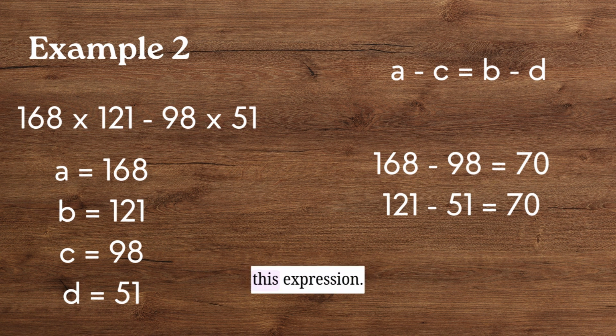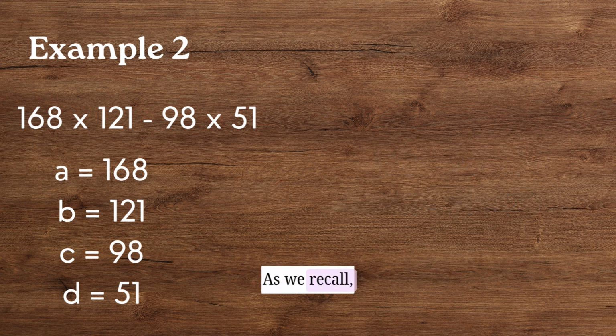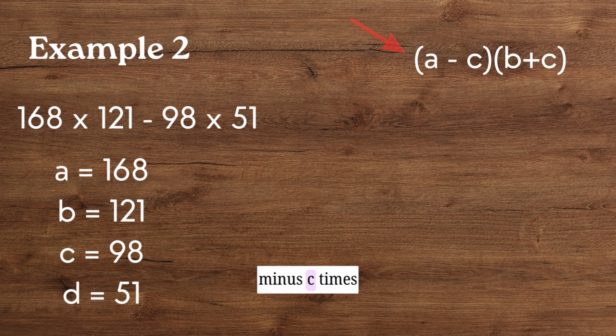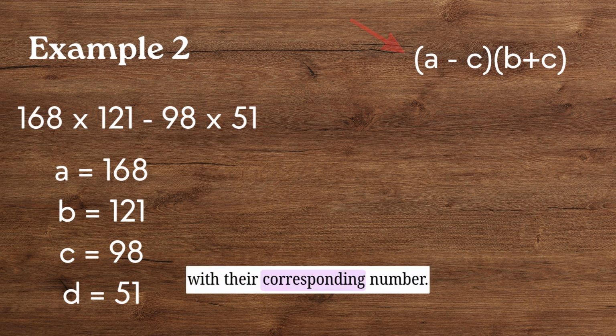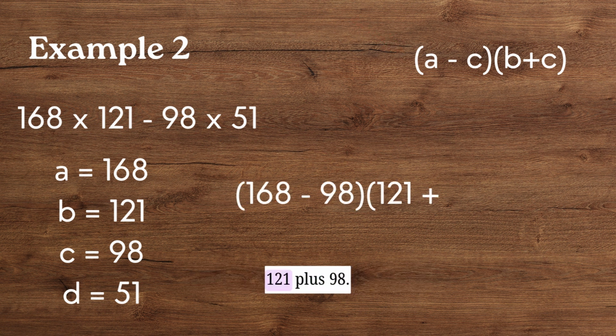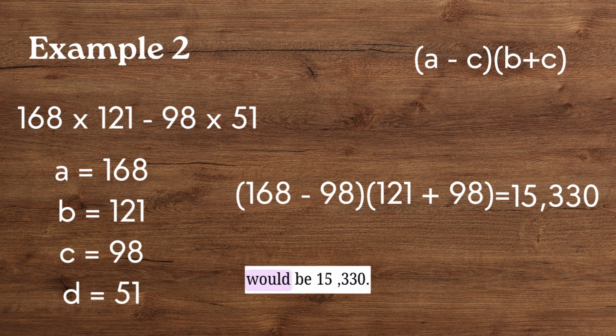We will now solve this expression. As we recall, the formula for solving this equation is A minus C times B plus C. All we need to do is simply replace the variables with their corresponding number. As such, we get 168 minus 98 times 121 plus 98. If we solve that, it would be 15,330. Therefore, our final answer is 15,330.